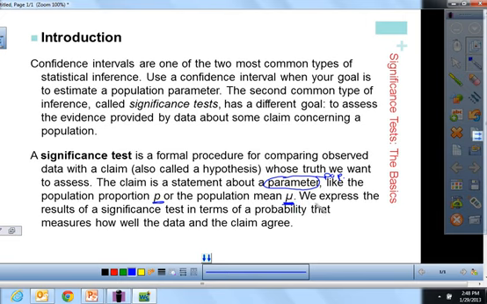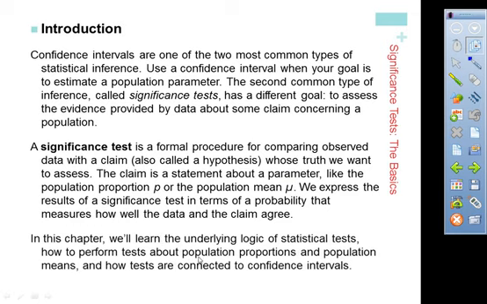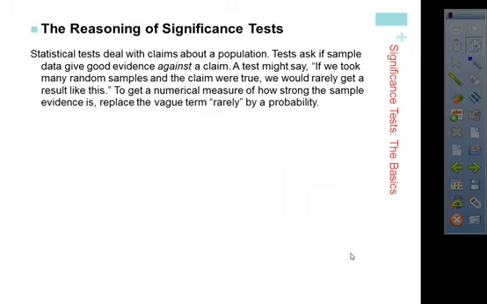We express the results of a significance test in terms of probability that measure how well the data and the claim agree. In this chapter we'll learn about the underlying logic of statistical tests, how to perform the tests about the population proportion and the means, and how tests are connected to confidence intervals, so how they relate, and I talked about that a little bit in class. Statistical tests deal with claims about a population. Remember, they're about a population.